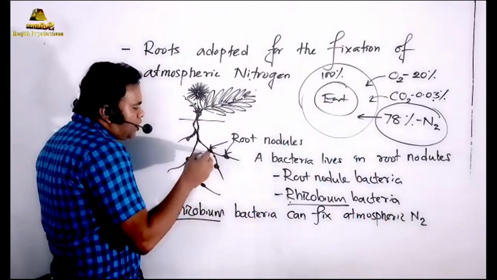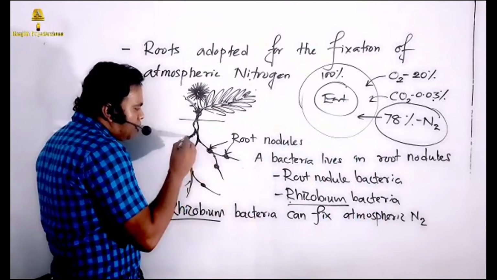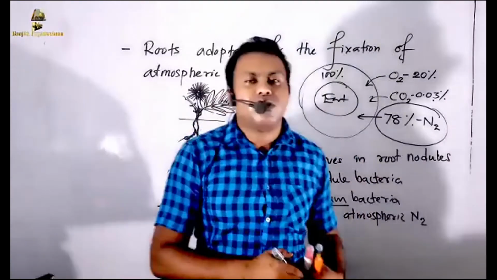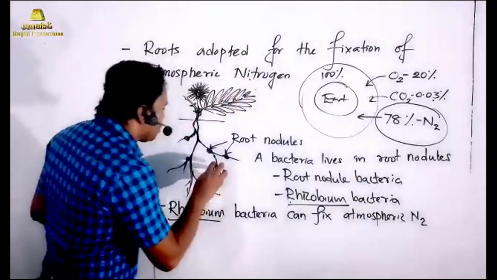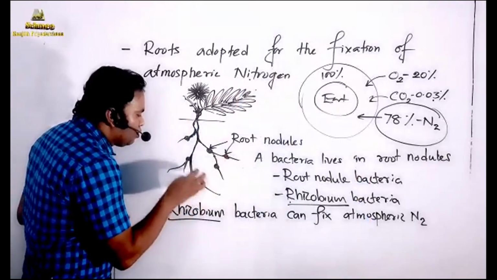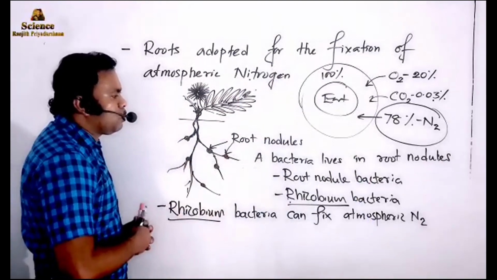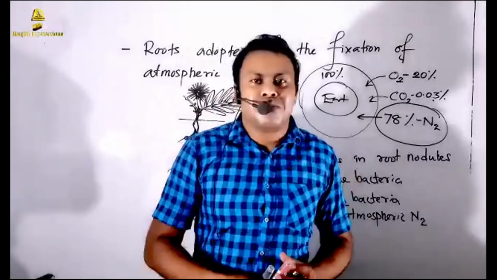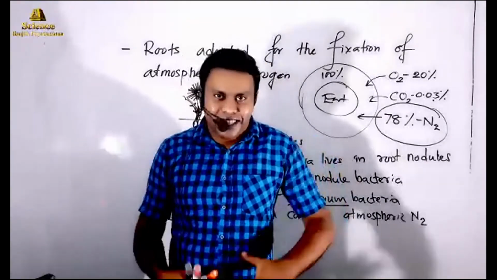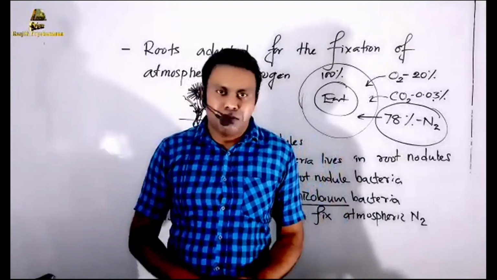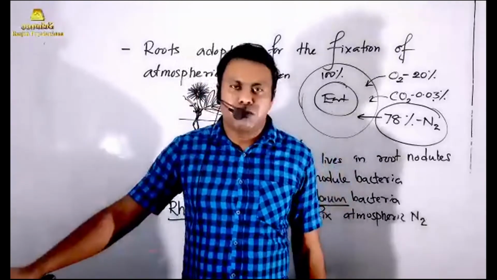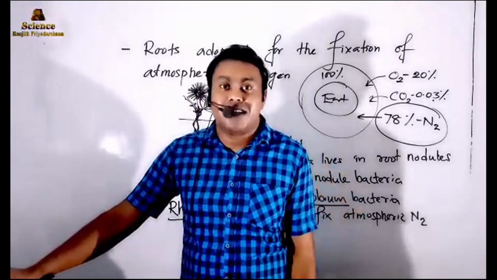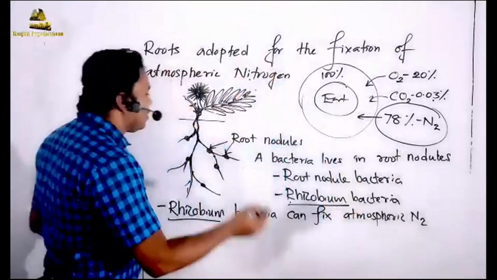So you can see this mimosa plant is very cunning. What it does is, the mimosa plant gives accommodation, rooms, to rhizobium bacteria. And what does the rhizobium bacteria say? Okay, thank you, mimosa plant. I'll give you nitrogen. So that's how it happens here.